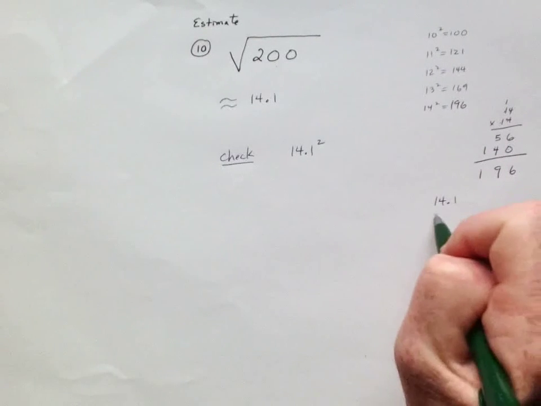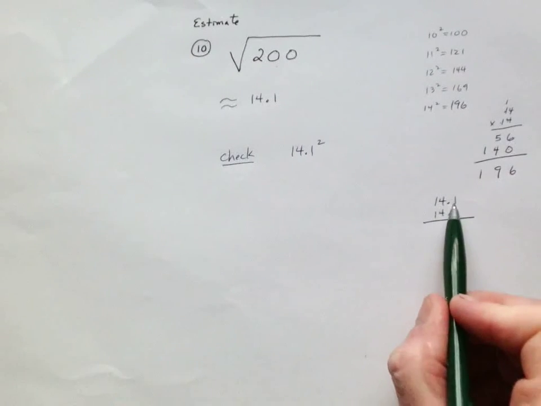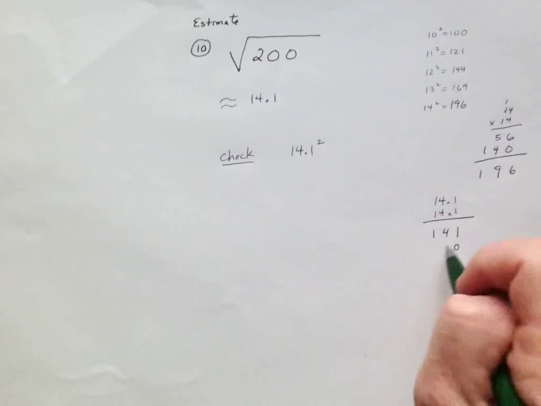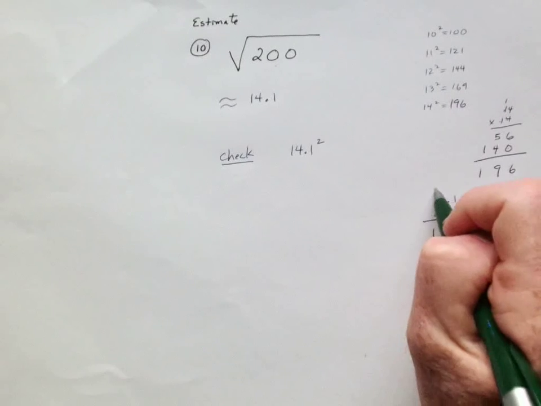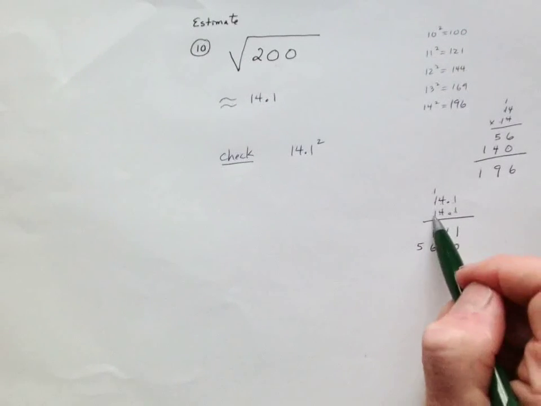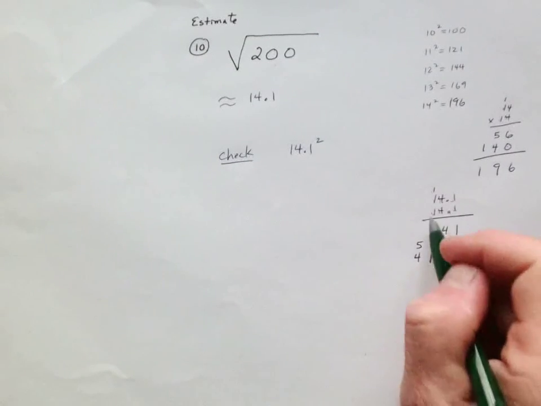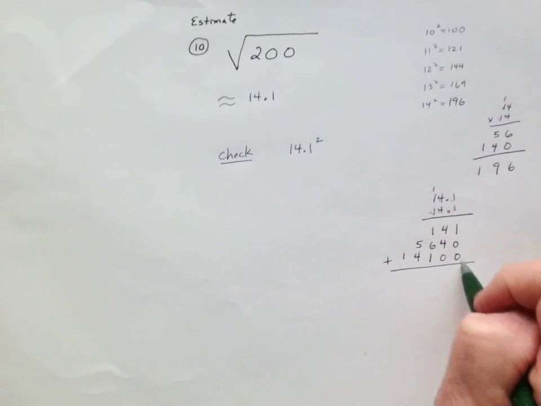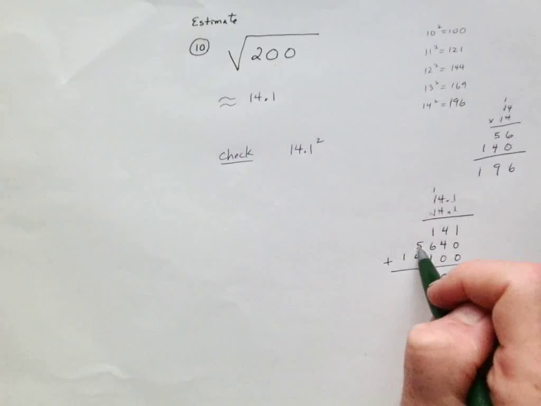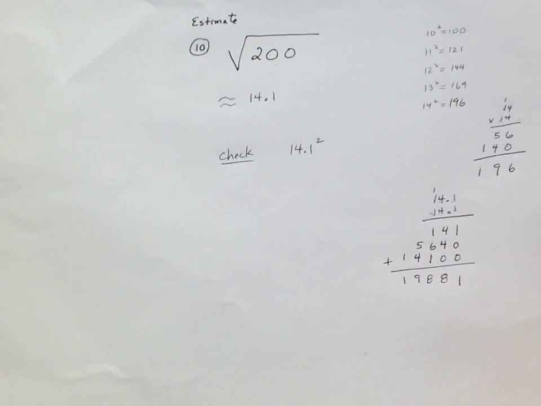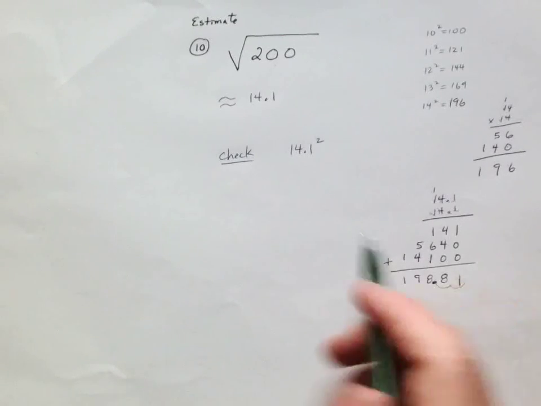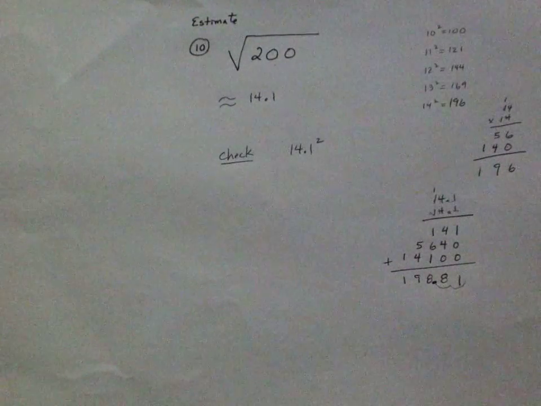So 14.1 times 14.1. First of all, multiply by a 1, multiply by a 1, and multiply by a 1. Then put a placeholder. Next, multiply by a 4. 4 times 4 is 16, and then 4 times this is a 4, and one more is a 5, and then put 2 placeholders, and now multiply by 1, multiply by 1, and multiply by 1. Okay, now add these. So this is going to be a 1, this is going to be an 8, this is going to be 6, 7, 8, and then this is going to be a 9, and then a 1. And this has 2 decimal places, so move this over. So if I put the answer 14.1, when you square it, it's actually 198.